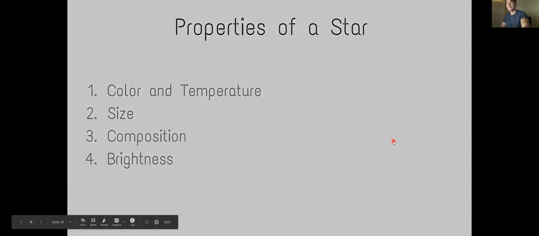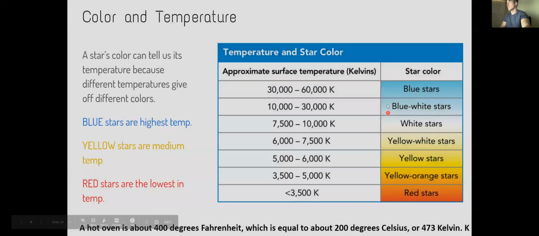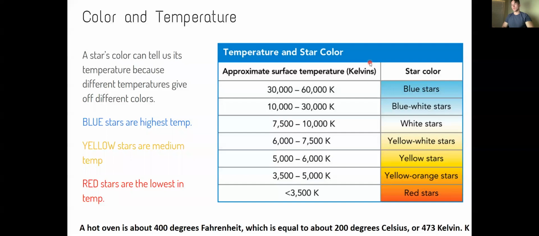All right, June. All right, so first is color and temperature. We're gonna talk about all of them. Color and temperature, and then you guys might know this about flames already, but the blue flames are actually the hottest. So the blue stars are the hottest stars. Then the yellow stars, like ours, are in the middle. And then the red stars are the lowest.